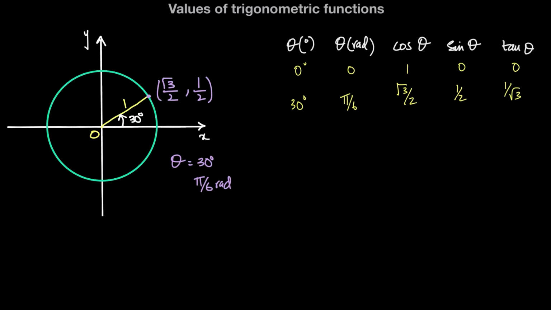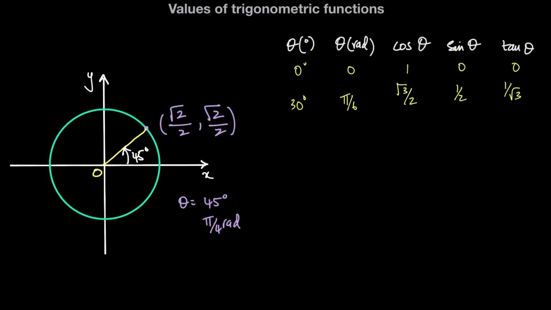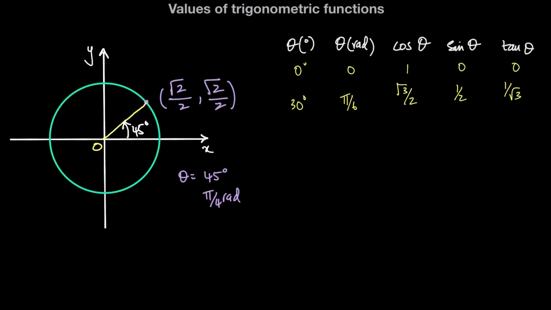The next value of theta that we're going to look at is when theta is equal to 45 degrees. Now when theta is 45 degrees, we can say that in radians, that's just pi over 4 radians, because 1/4 of 180 is 45. And over here, when theta is 45 degrees, again, you have a radius of just 1 unit. So the x-coordinate of the point on the unit circle is square root of 2 over 2. And the y-coordinate is also square root of 2 over 2.